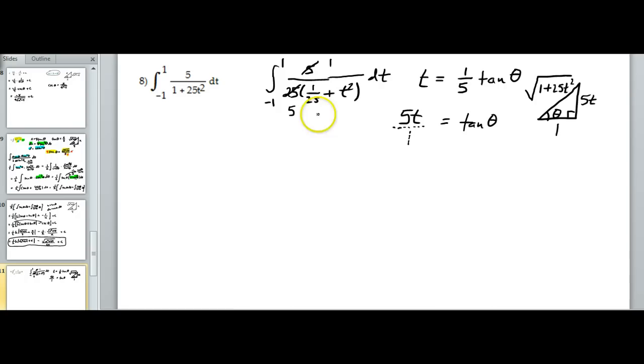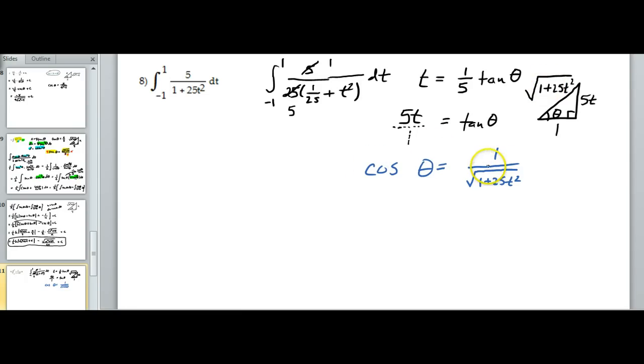Now, again, if I look carefully at what I have here, this is again in the denominator. So I'm going to put this up top, this on the bottom. So I need a trig function that's equal to 1 over the square root of 1 plus 25t squared. So what's equal to this divided by this? That's adjacent over hypotenuse, so that's the cosine.